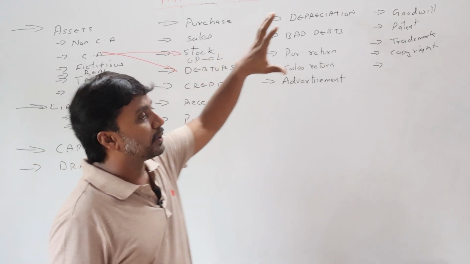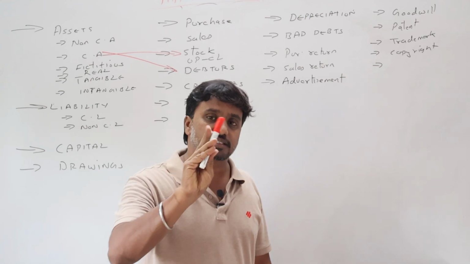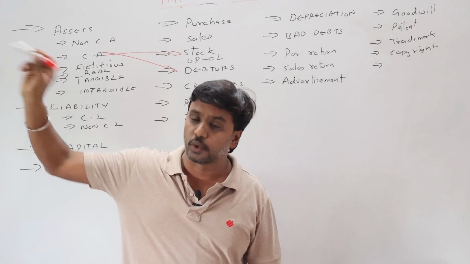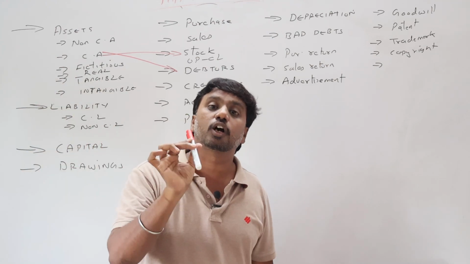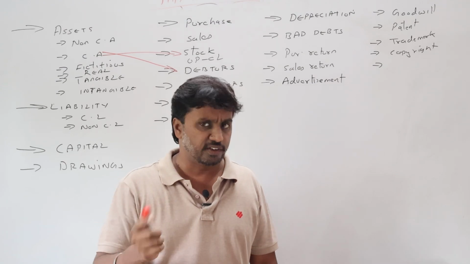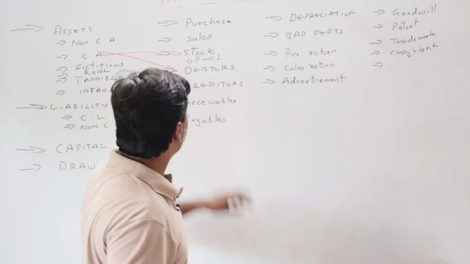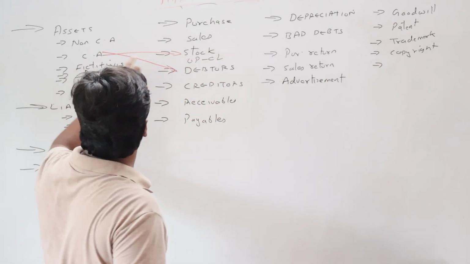What is stock? You purchase 10 pens. You are able to sell only 8 pens. 2 pens are still with you. What are you going to do? Are you going to throw them away? No, it is your closing stock. You will sell it tomorrow, day after tomorrow, next year. Whenever you get a chance, you are going to sell it definitely. But till that time, what is it for you? Your stock.